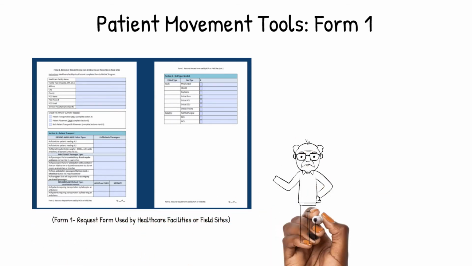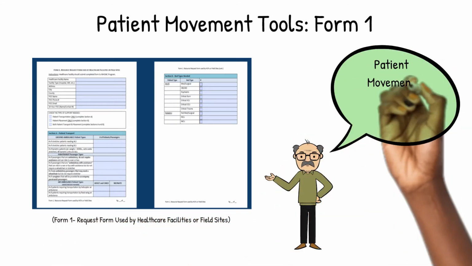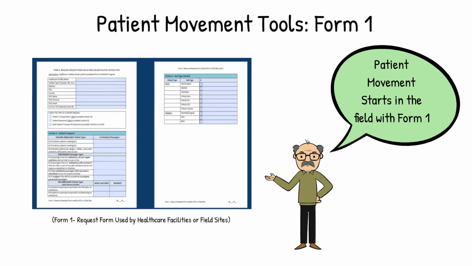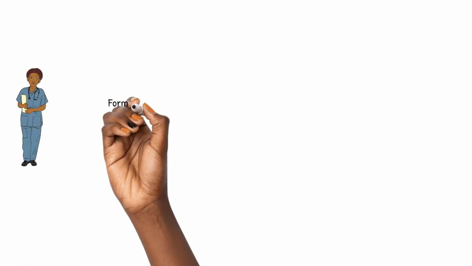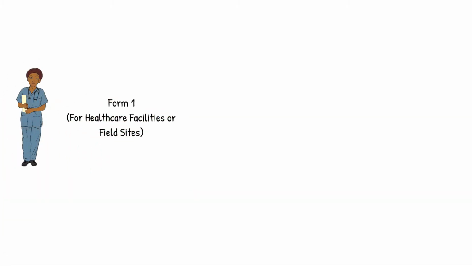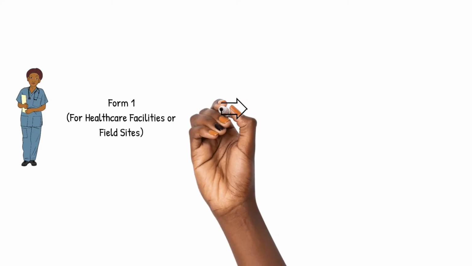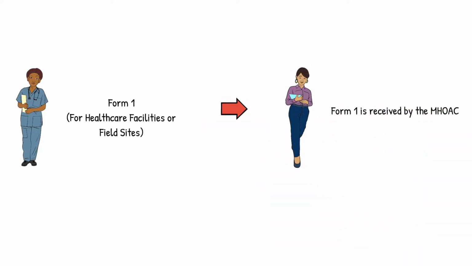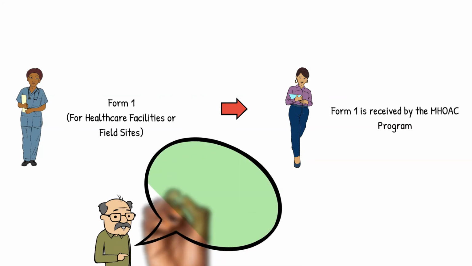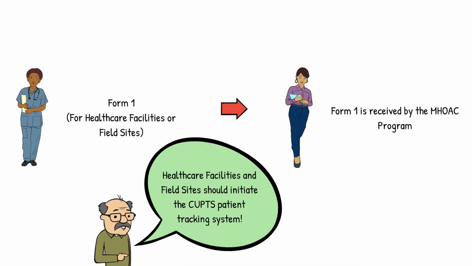So some of the tools that the plan brings are really important to moving patients from the healthcare facilities all the way up through the system. So Form 1 is what we'll start with here. And this is a request that would be filled out by a healthcare facility, whether it be a hospital, a skilled nursing facility, or an EMS field treatment site, and then pushed up to the Mohawk program. So for instance, this is how it would look. Form 1 would be filled out with, hey, we have 25 people that need to be moved. They're this acuity. That would get pushed up to the operational area Mohawk program.